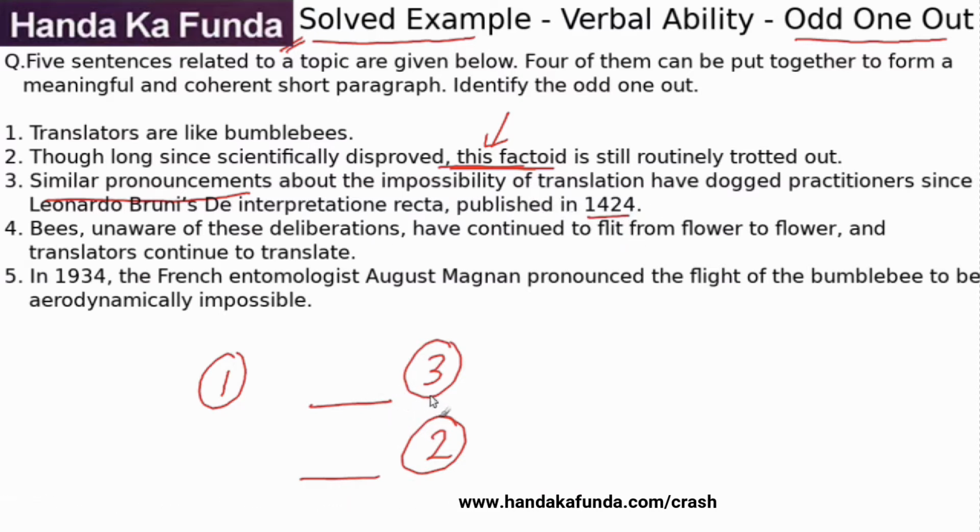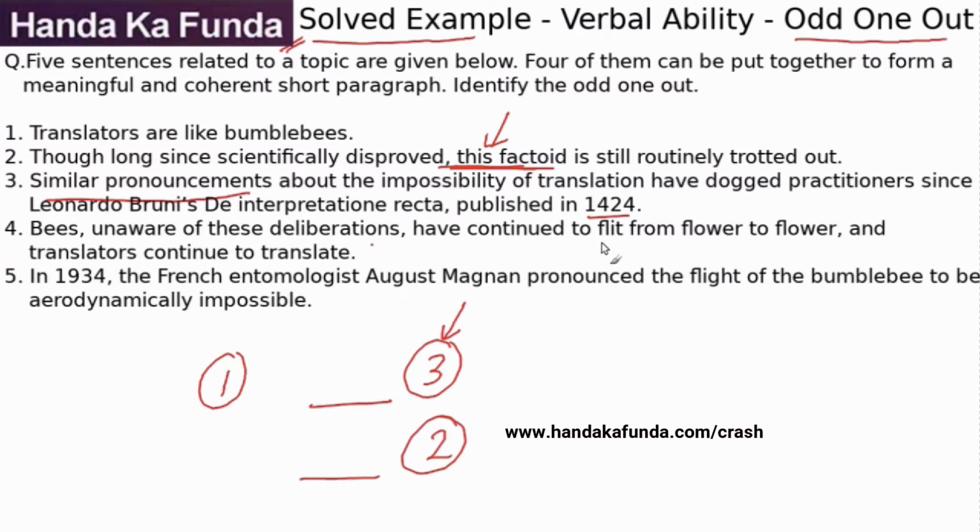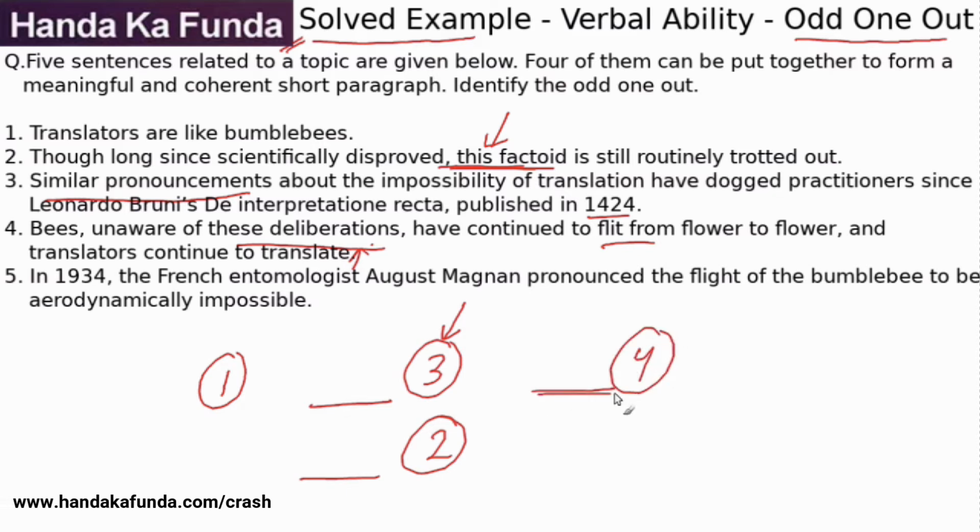So again, something is wrong with translators, or it is difficult, or something like that is happening for a very long time. But what is that wrong part? That should come here. So both 3 and 2 are possible. We need to find out what comes before them. Bees, unaware of these deliberations, have continued to flit. Again, these deliberations. So there is some fact which has to be there. So again, for 4 also, I will say that there is some fact which needs to come before it.